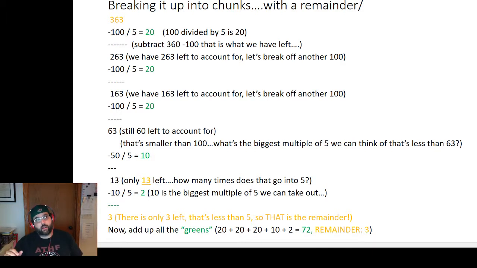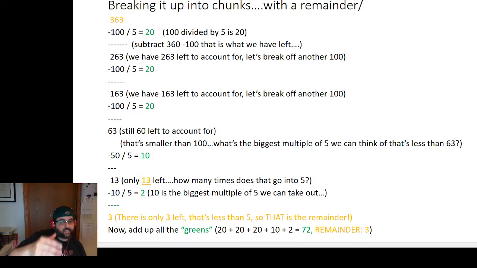Okay? The thing we have left to divide now, so this is why it's called partial quotient, is because instead of taking the whole number, 363, and dividing by 5, we're taking chunks out of that. We're dividing those by 5, and then we'll add those parts up later. So that's why it's partial quotient.